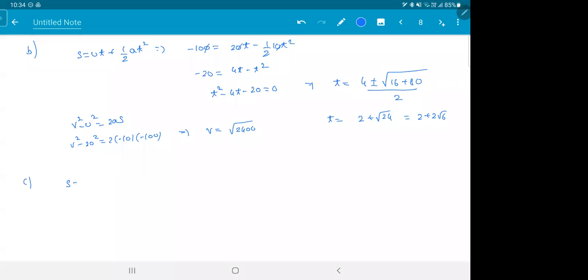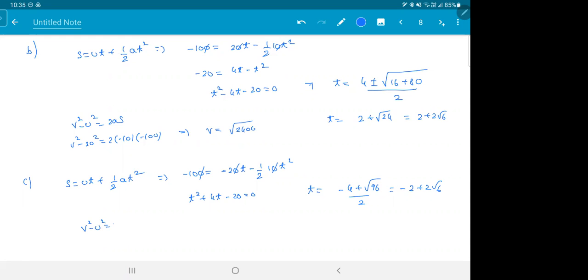For C, we do the same thing. S is the same, u will be minus 20, minus half g t square. Can you see just that one minus sign messed up the whole answer? If you don't take the minus sign seriously, you will get wrong answers. The minus cancels out and you end up with t square plus 4t minus 20 is 0. So t will be minus 4 plus root 96 by 2, that is minus 2 plus 2 root 6. Speed will remain the same though, because up or down, when you square it, the sign goes off. Check your answers.